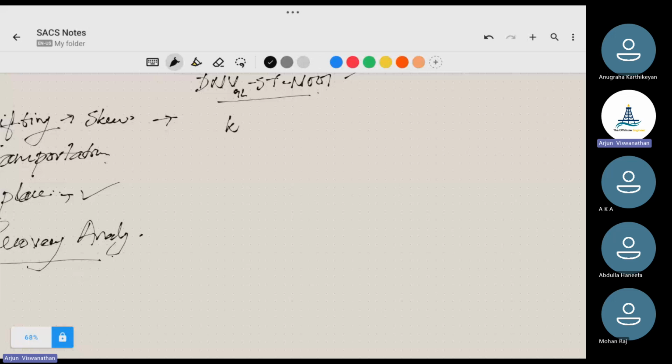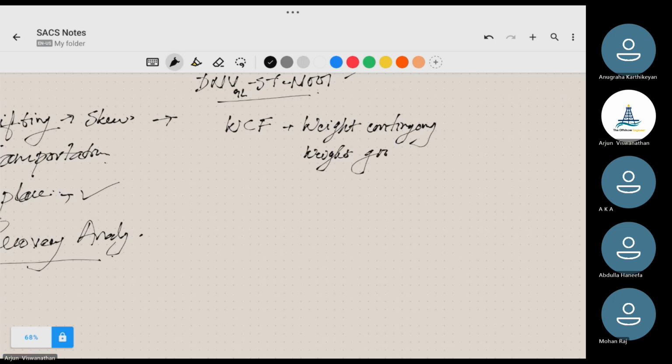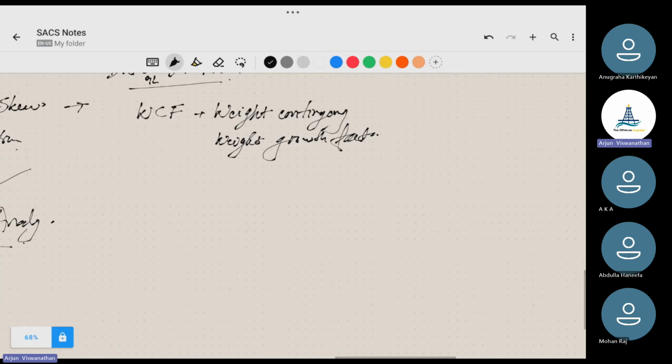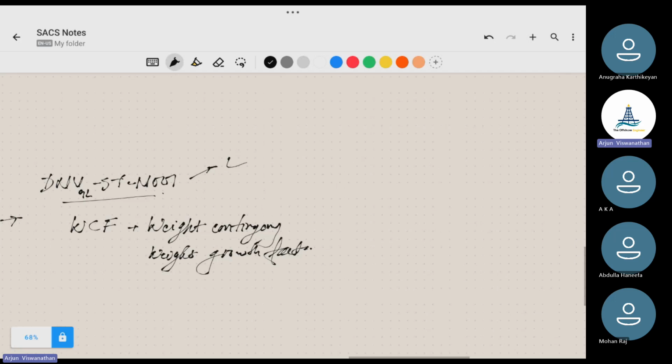First one is the weight contingency factor. People call this by different names; some call it the weight growth factor. So when we design any structure, we have different stages of design.